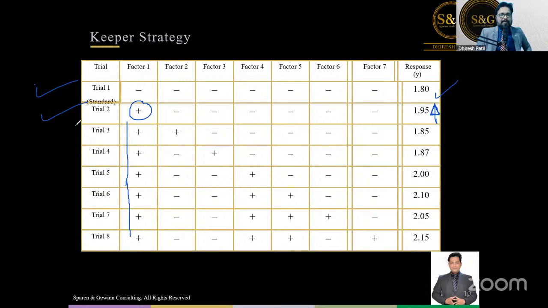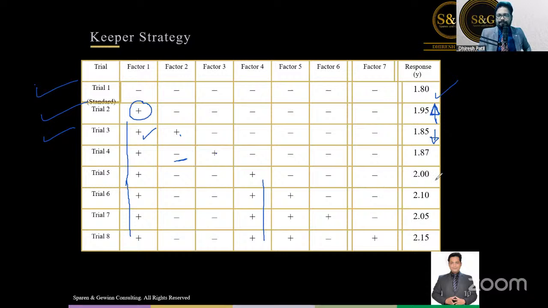Okay. Coming back to trial number 3. Now I will keep this as it is. I will change the factor number 2. But in this case, I'm seeing that the response has gone down. So I will revert this again back to the original setting. Now I will change the second setting. Similarly, whichever setting has brought me a better result, that setting I will just keep.